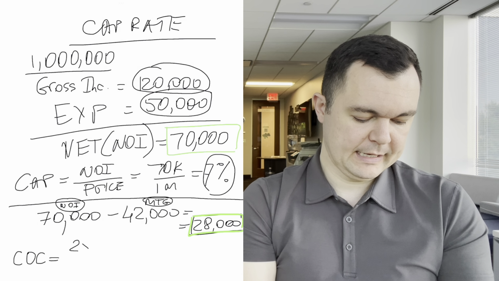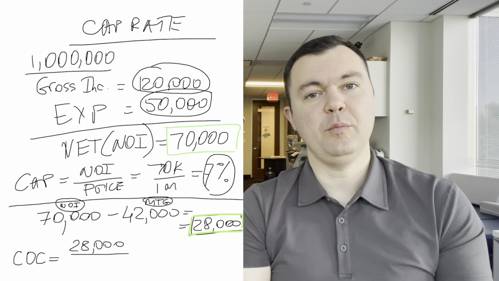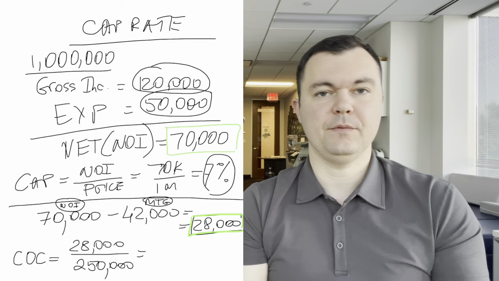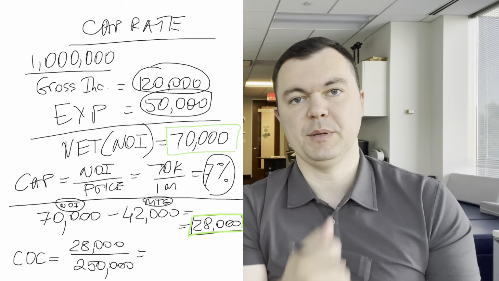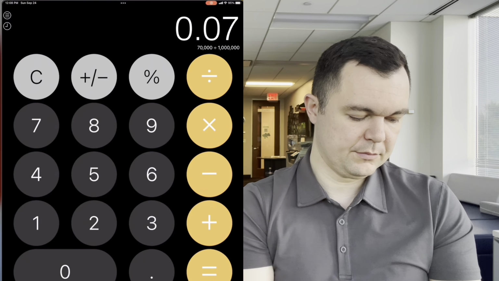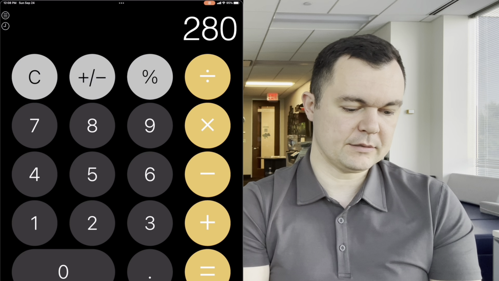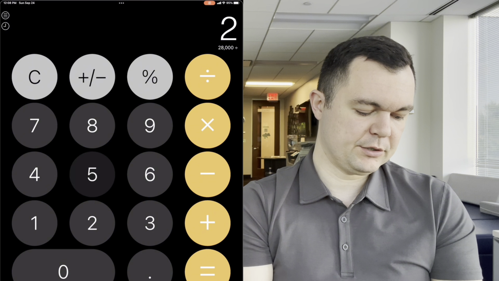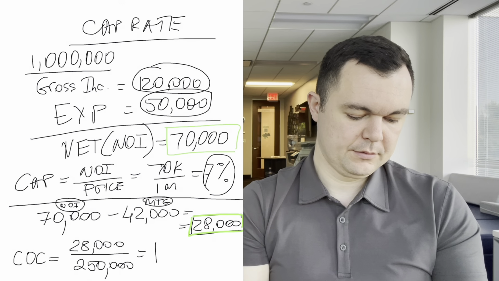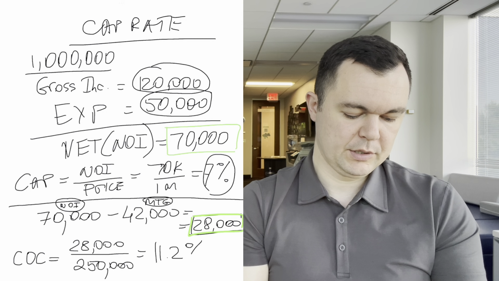Cash on cash equals 28,000 divided by your down payment, which is going to be $250,000 if 25% is what needed to be put down. Maybe it's 30%, so you just run the numbers like that. So $28,000 divided by $250,000 puts you at 11.2%.